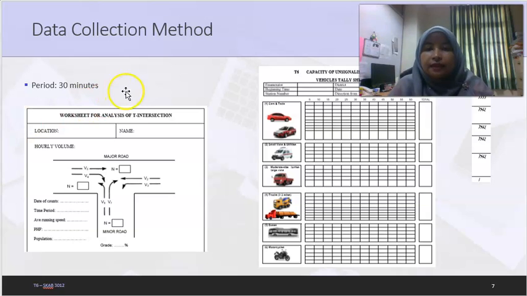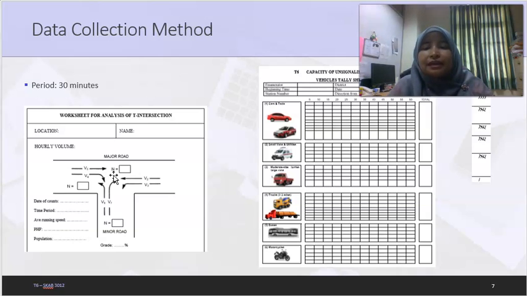The actual data collection must be 1 hour, but for the purpose of this experiment, 30 minutes is enough. Look at your worksheet. This is the T junction, with the major road and minor road. There are 6 movements for a T junction. And here is the number of lanes.